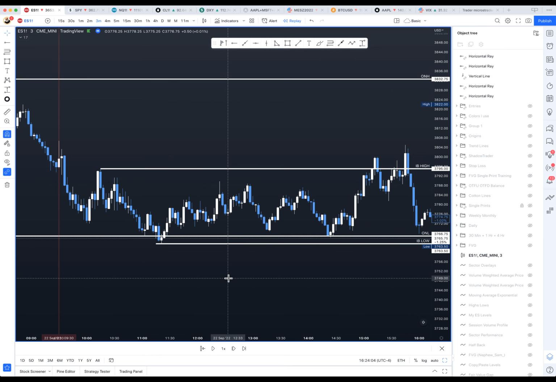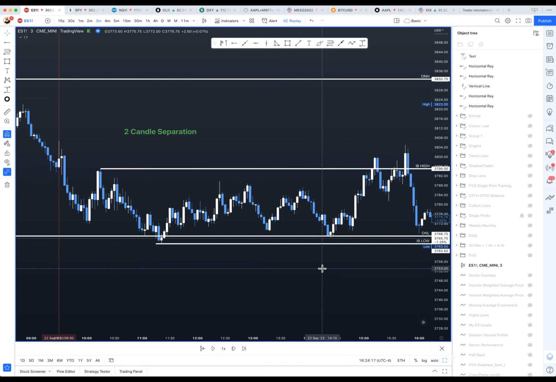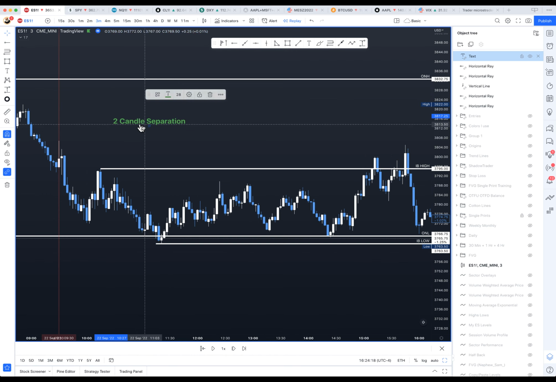Our key here, and I'm going to put it up here, is I want 2 candle separation on a level for me to trade. Okay? This is really key. And sometimes you have to wait a long time to enter a trade. So just know that that's true.